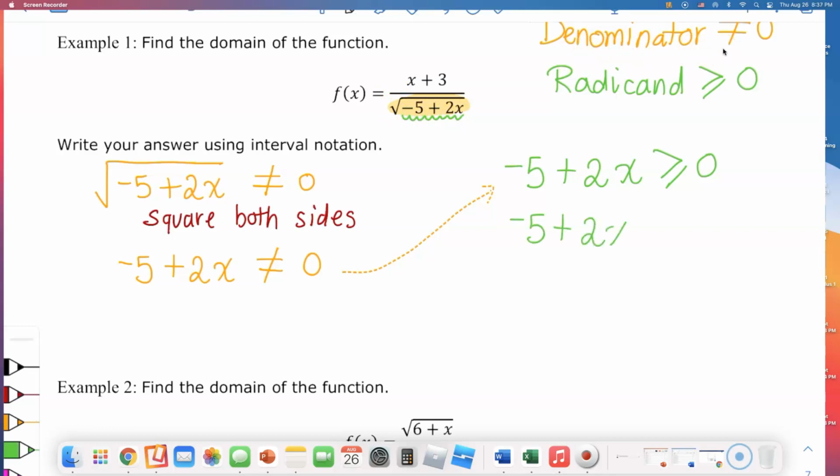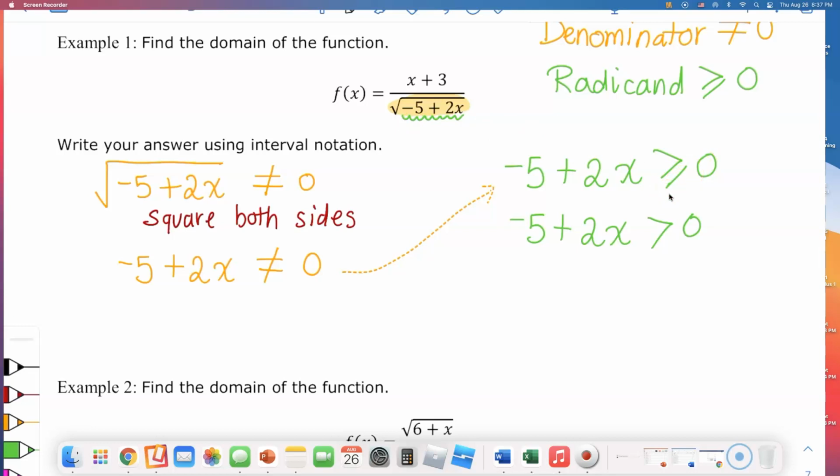So I'm going to adjust this a little bit. Instead of saying that negative 5 plus 2x is greater than or equal to 0, I'm going to have to take away that 0. I'll say that it has to be strictly greater than 0, because if it is 0, the bottom of the fraction becomes 0. So that's why we have to take away this equal to bar, because it can't be 0 in this case.